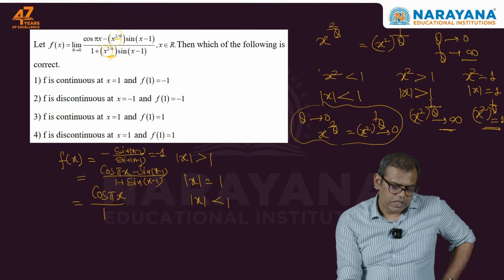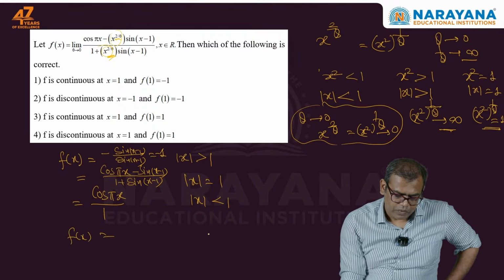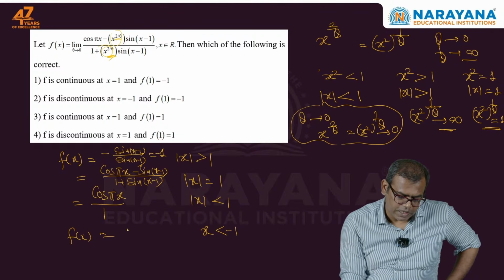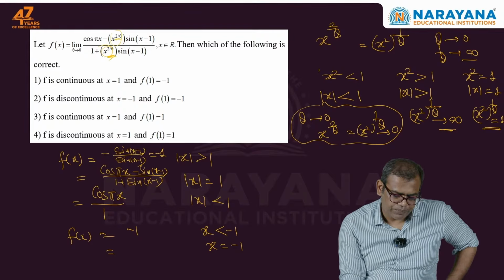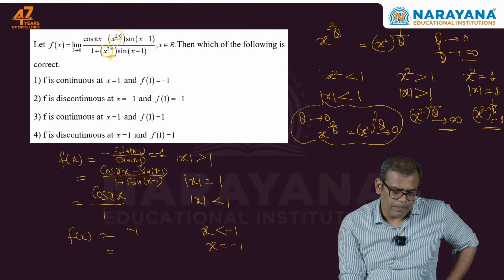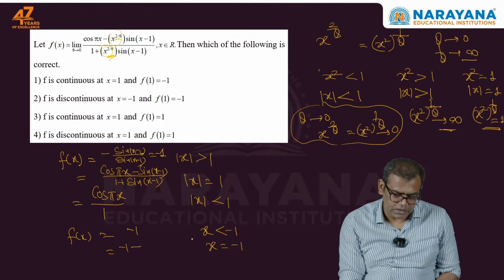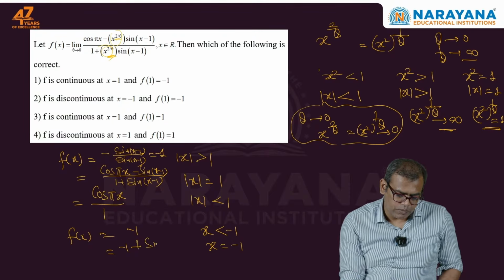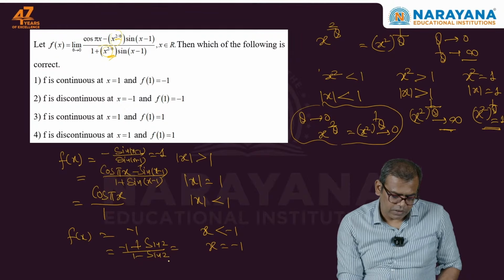Right, and if you check, then again rewrite the function. Again you have to write f of x: for x less than minus 1, minus 1 will come. For x exactly minus 1, put exactly minus 1 here: cos of pi, cos of minus theta is cos theta, so minus 1 will come, and minus 1, then plus sine 2 will come, and minus 1 minus sine 2 will come. Again this is coming minus 1.